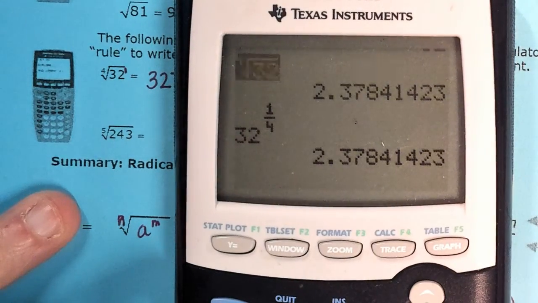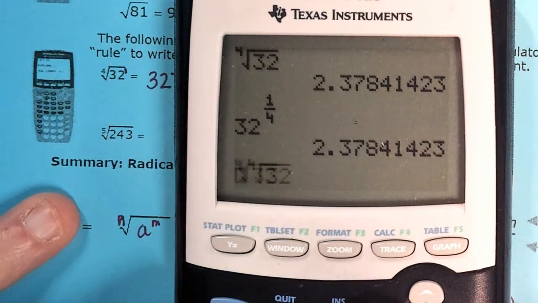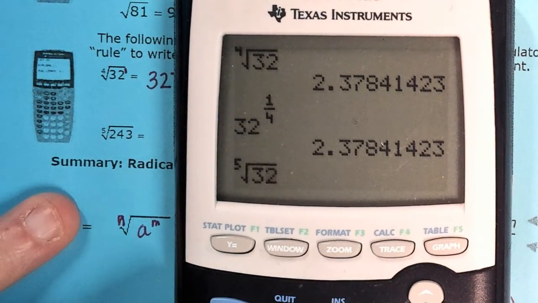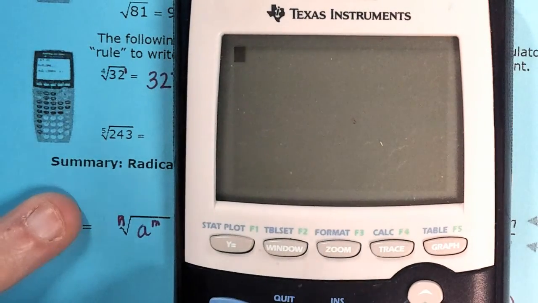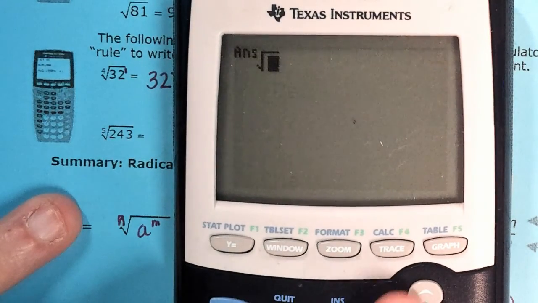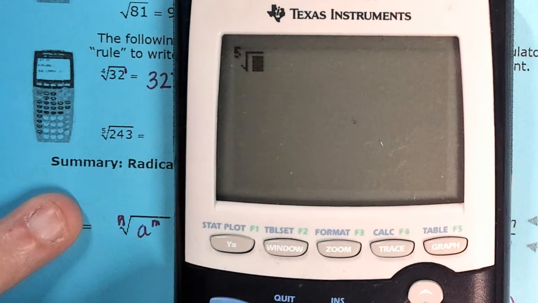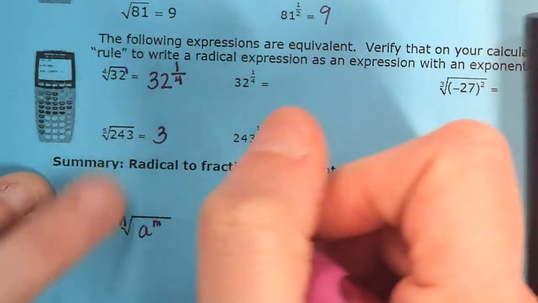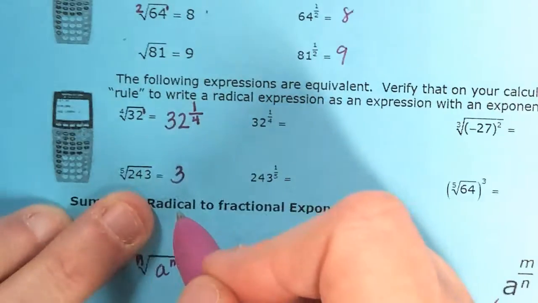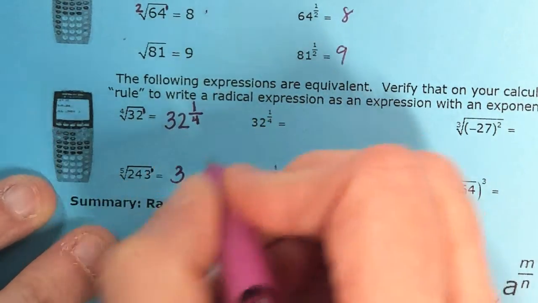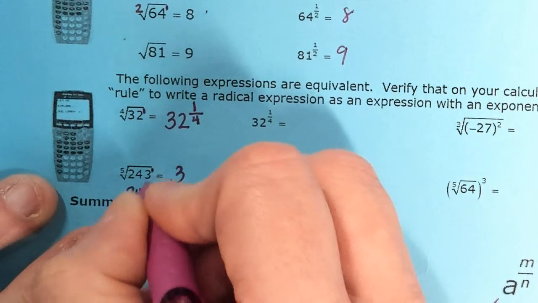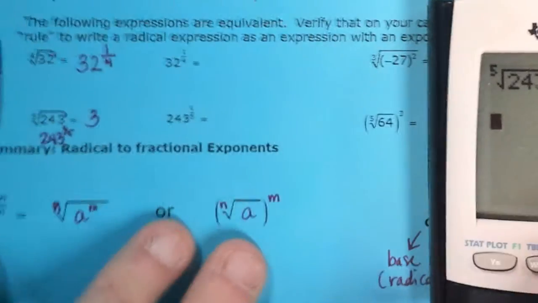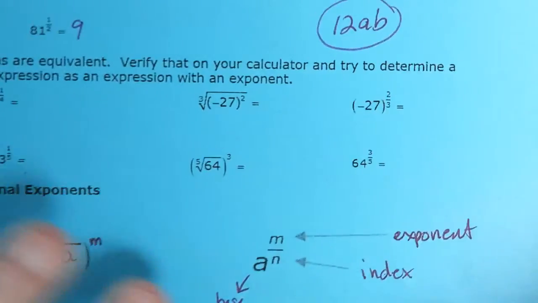So the 5th root of 243. Maybe I should actually just do it the way I'm supposed to so I can remind you. So Math 5, the 5th root of 243 is 3. If I were to write that as a fractional exponent, I would say 243 to the 1/5, which is what they have here. If I put 243 to the 1/5 in my calculator, I'm going to get the same answer.